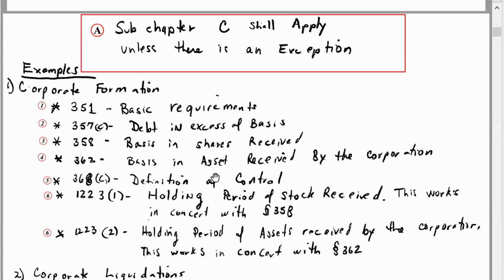Now, Jameson, isn't there just 7? No. Oh, there's 1223, which is 1 and 2. Yeah, but both are applicable. And we'll get to that. But the one that I missed when I wrote this is 168(i)(7).